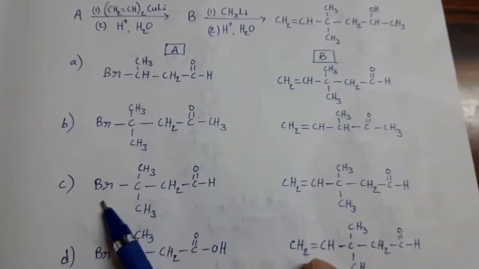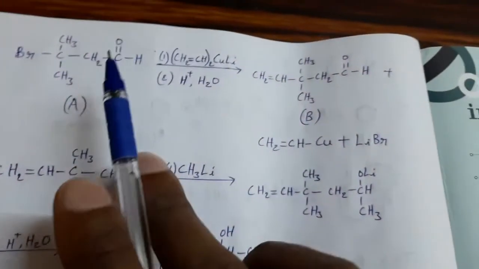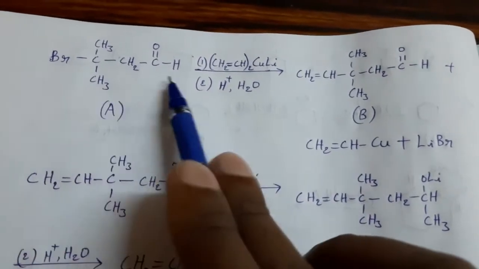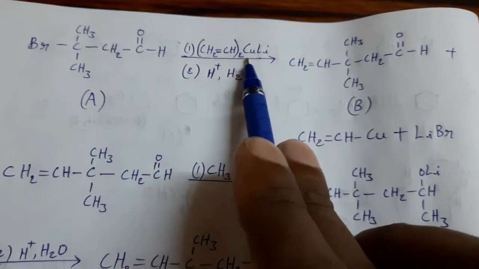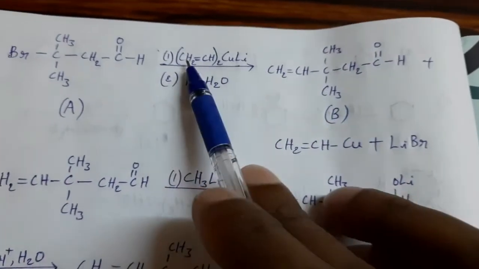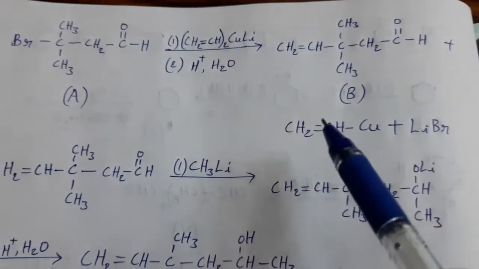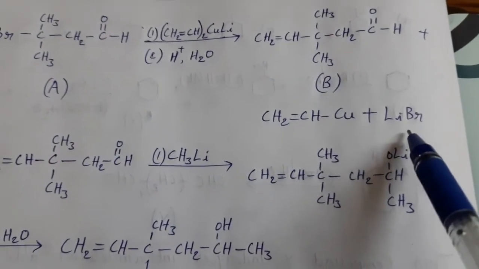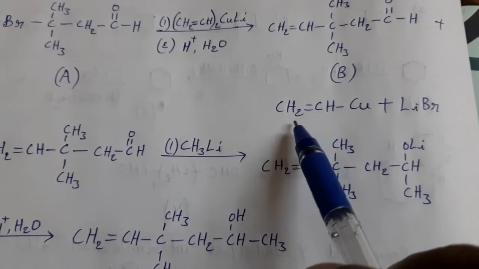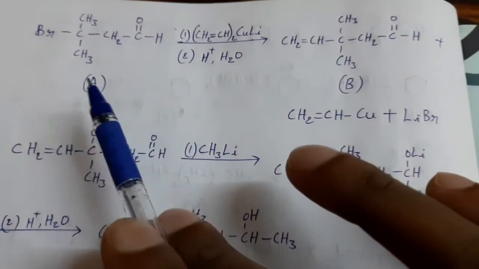This compound has a bromine halogen and CHO. So this compound, an alkyl halide having a CHO carbonyl group, is treated with lithium divinyl copper, then this CH2 double bond CH group is attached to this carbon. The halogen atom is removed in this way as LiBr. Another vinyl group combines with copper and is removed as CH2 double bond CH, Cu. So this is structure B, this is structure A.